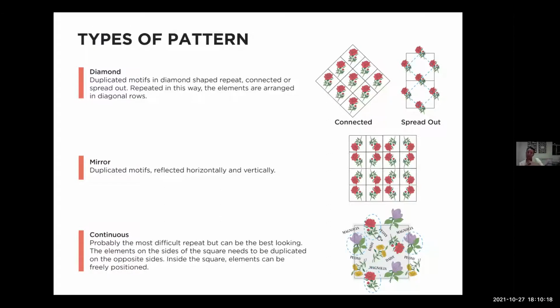So these are approximately for us the 5 major styles that you can see in patterns. As I said, from very simple, the full brick designs, going to the half ones, going to diamond and mirror, into continuous styles.